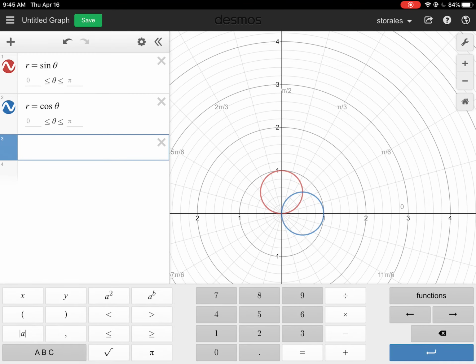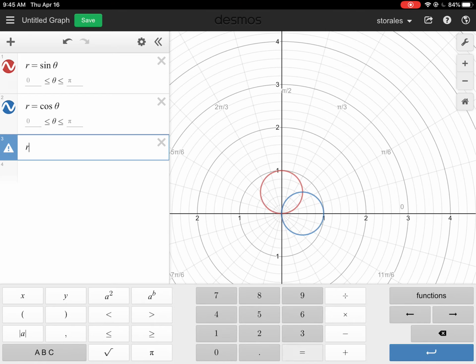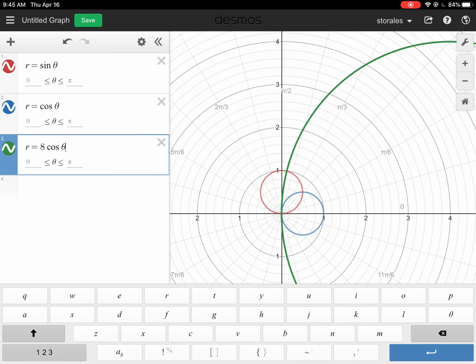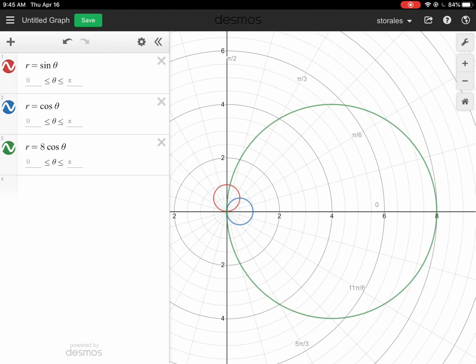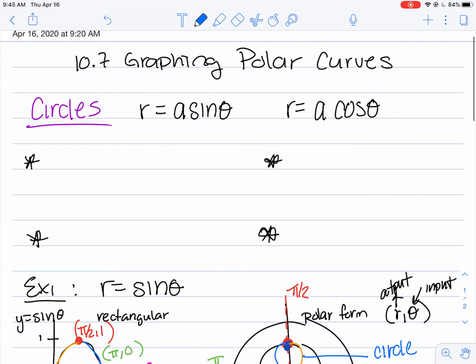If you play around, you'll see, how do we make the radius bigger? If the radius was a half, let's say I want a radius of 4. So let's try a cosine theta with a larger constant. That gives me a bigger circle with a radius of 4. So our radius is determined by our a value here. Okay, so then let's go back to the top.